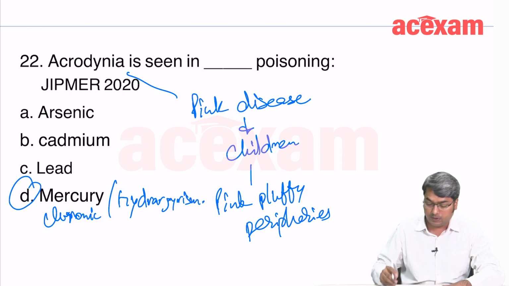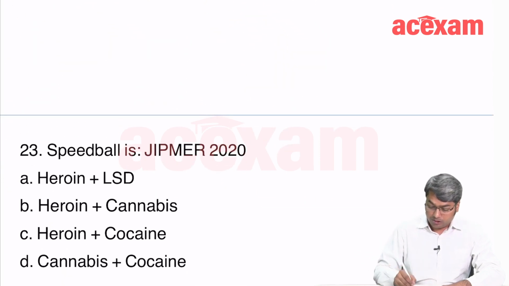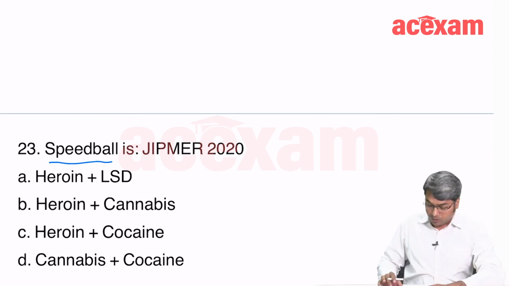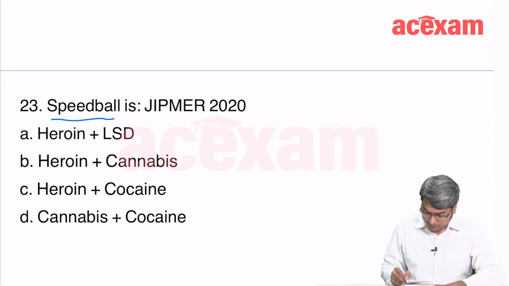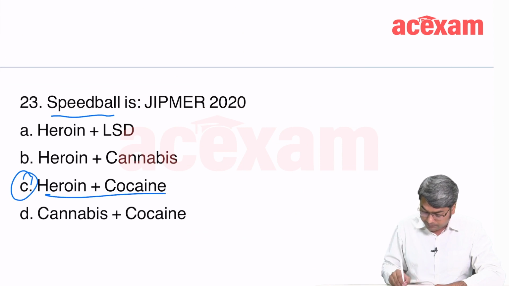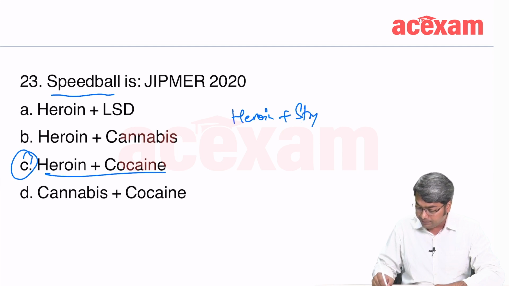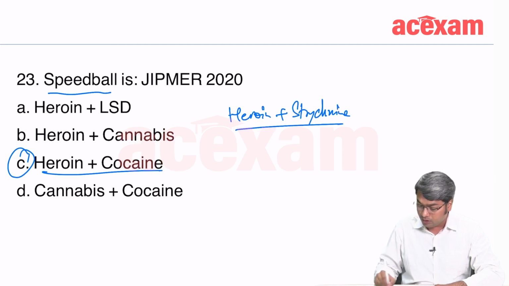Okay. Speedball is a combination of two drugs. Speedball is a combination of heroin plus cocaine. So that is known as speedball. When heroin is combined with strychnine, that is known as hot shot.